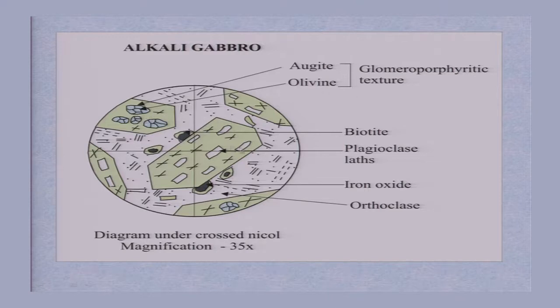Other minerals are biotite and plagioclase. This is plagioclase. See carefully, the plagioclase crystals are embedded within the large crystals of augite. So, therefore, it is glomeroporphyritic texture. Orthoclase is here, that is why we call it alkali gabbro. If it does not contain orthoclase, we call it simply gabbro.